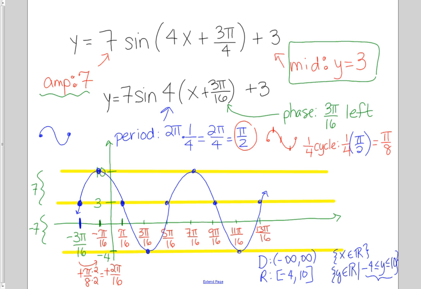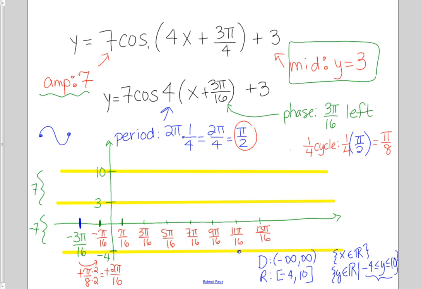What if this had been a cosine instead? In the beginning, all of my work would have been the same. It would have had the same amplitude, period, midline, phase shift, quarter cycle. The difference comes when I go to draw my function. A cosine curve in the parent function started at a peak and went from there. So when I start my graph at -3π/16, I would need to be up at the top. And my next point would go to the middle, and then to the bottom, back to the middle, up to the top.